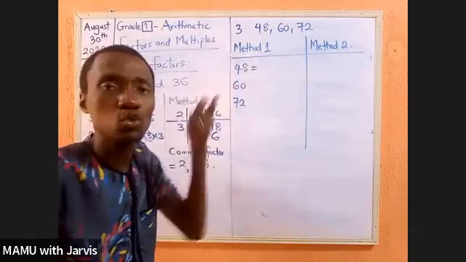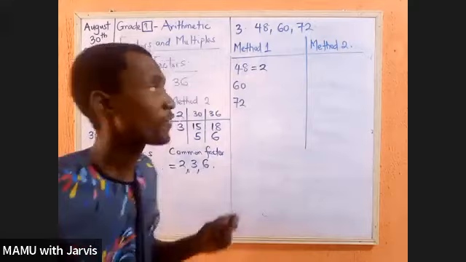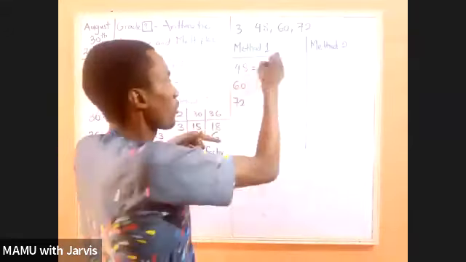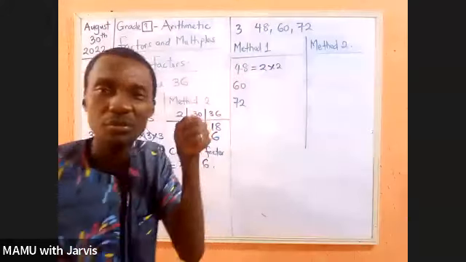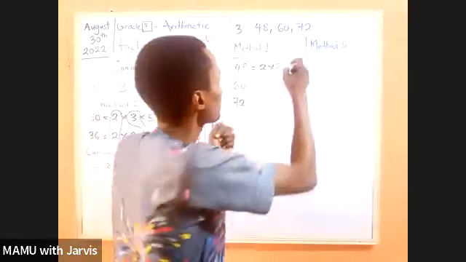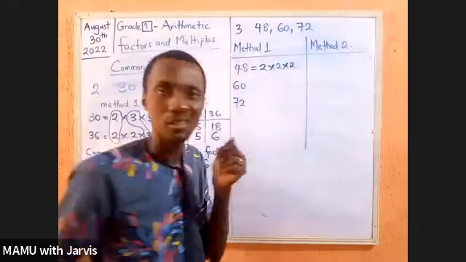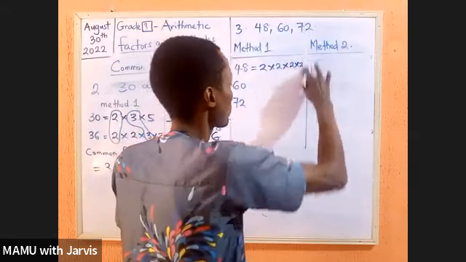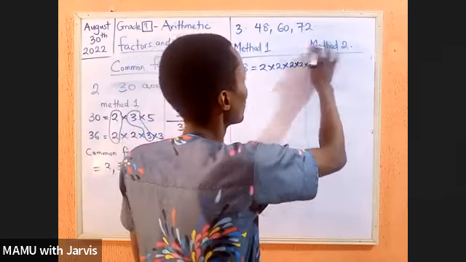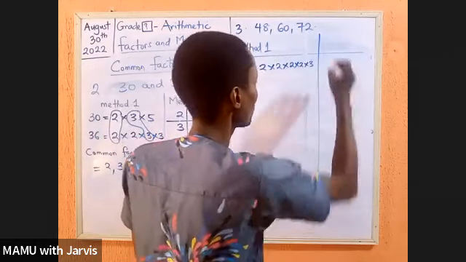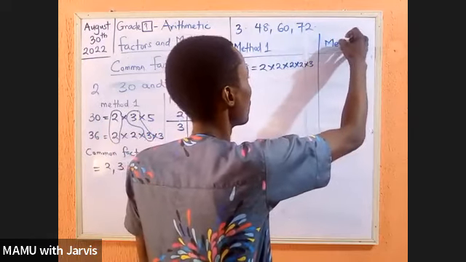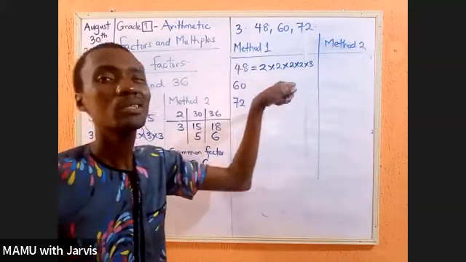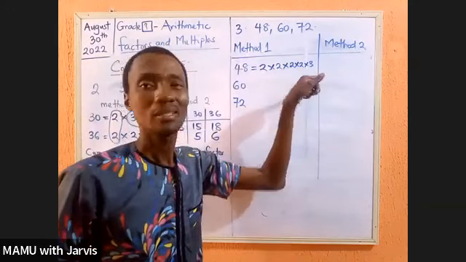It's an even number, so 2 can divide it. If 2 divides 48, I'm going to get 24. 2 can also divide 24, I'm going to get 12. 2 can divide 12, I'm going to get 6. 2 can divide 6, I'm going to get 3. So this is what you're going to have. It will be 2 times 2 times 2 times 2 times 3.